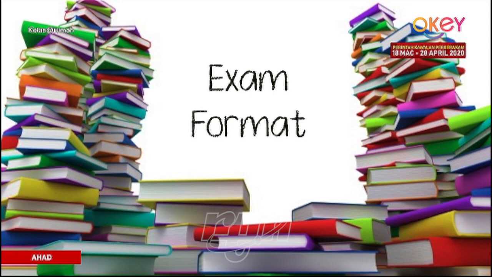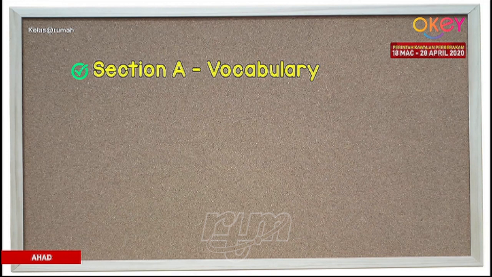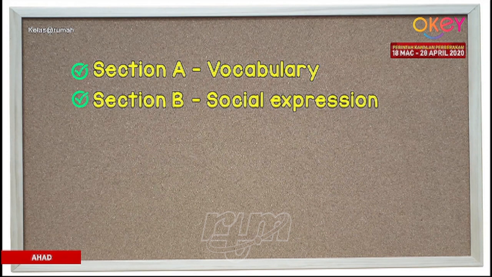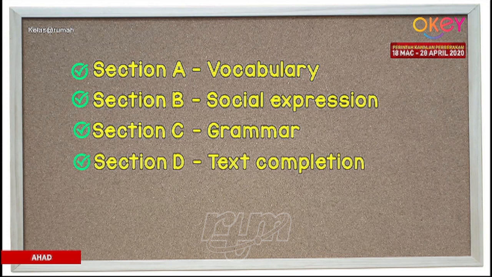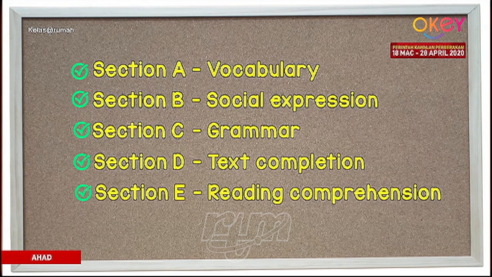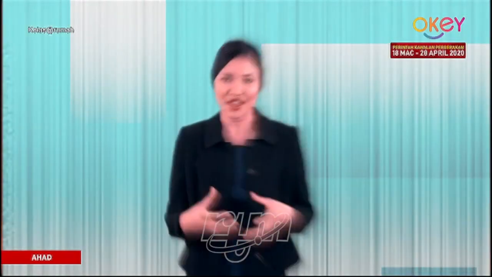Let's start with the format. Paper 1 comprises 40 multiple choice questions. The paper is divided into 5 sections. Section A, vocabulary. Section B, test social expression. Section C, grammar. Section D, text completion. And finally, Section E, reading comprehension. There are 10 questions in Section C.